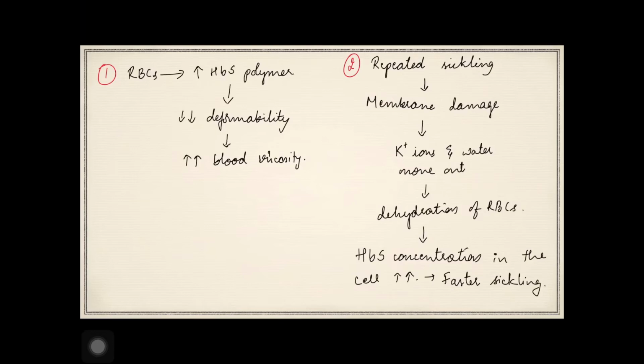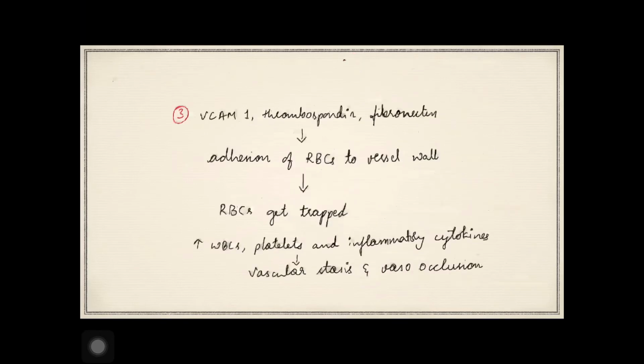Once there is repeated sickling, there is membrane damage. Due to membrane damage, potassium ions and water move out and there is dehydration of the RBCs. The hemoglobin concentration in the cell is increased due to dehydration, which will result in faster sickling. Vascular cell adhesion molecule 1, thrombospondin and fibronectin help in adhesion of RBCs to the vessel wall.